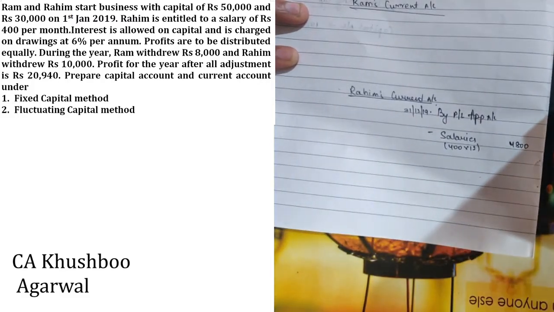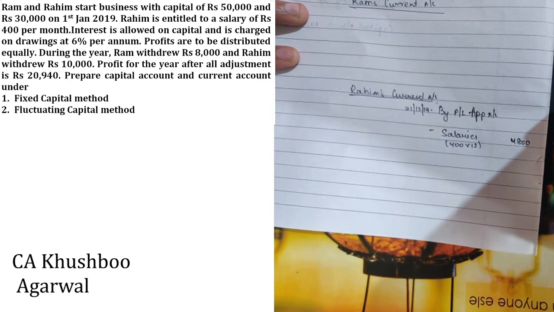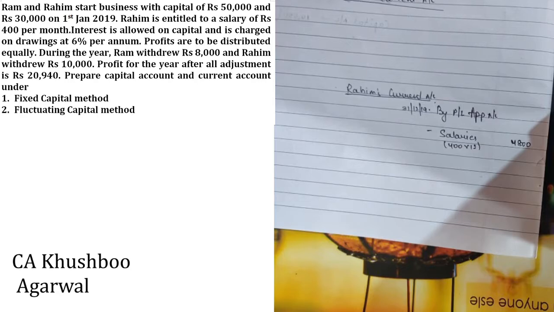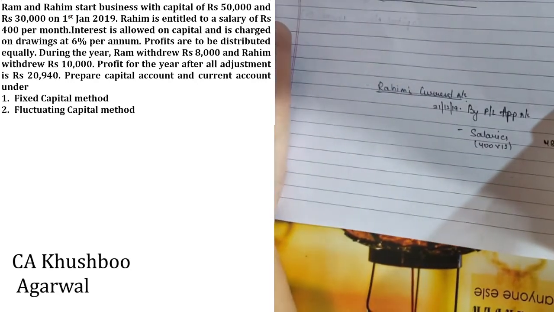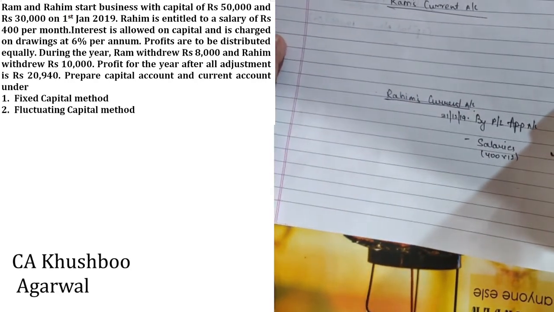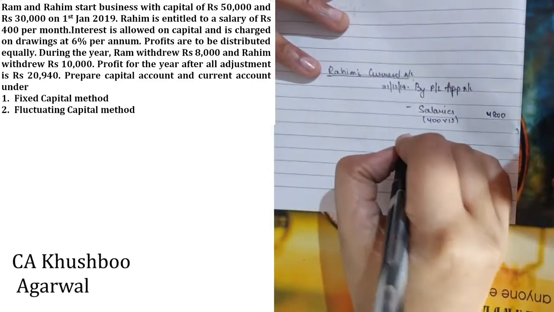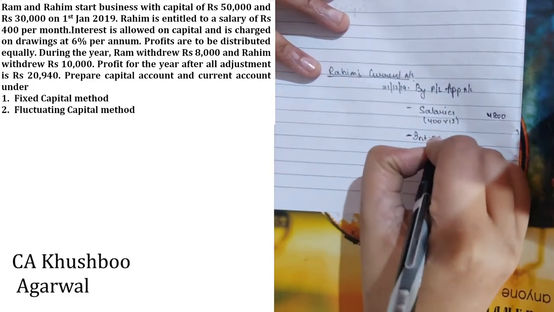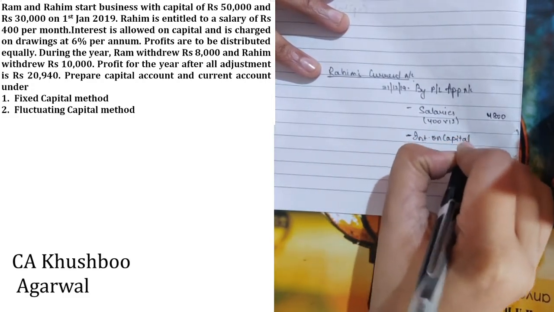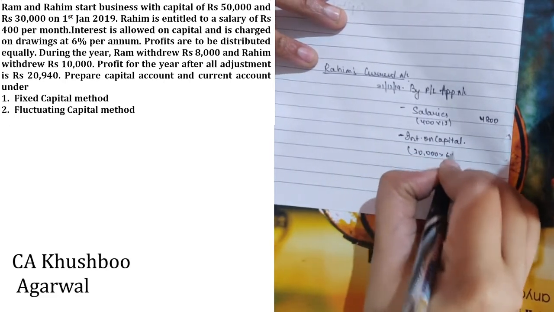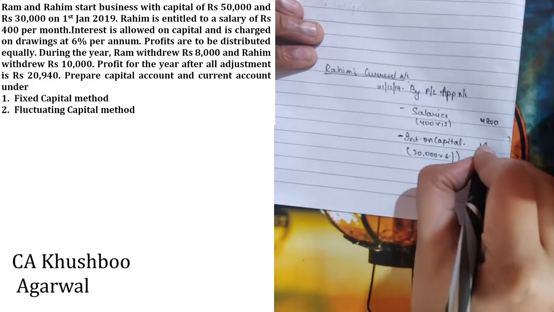Next we have interest is allowed on capital and charged on drawings at the rate of 6% per annum. Now in this question, since interest on capital and drawing is specifically mentioned as 6%, we are going to provide for them. Had the question been silent, we would not have provided any interest. So, interest on capital for Rahim, the capital was 30,000 rupees into 6%, giving us 1800 rupees.